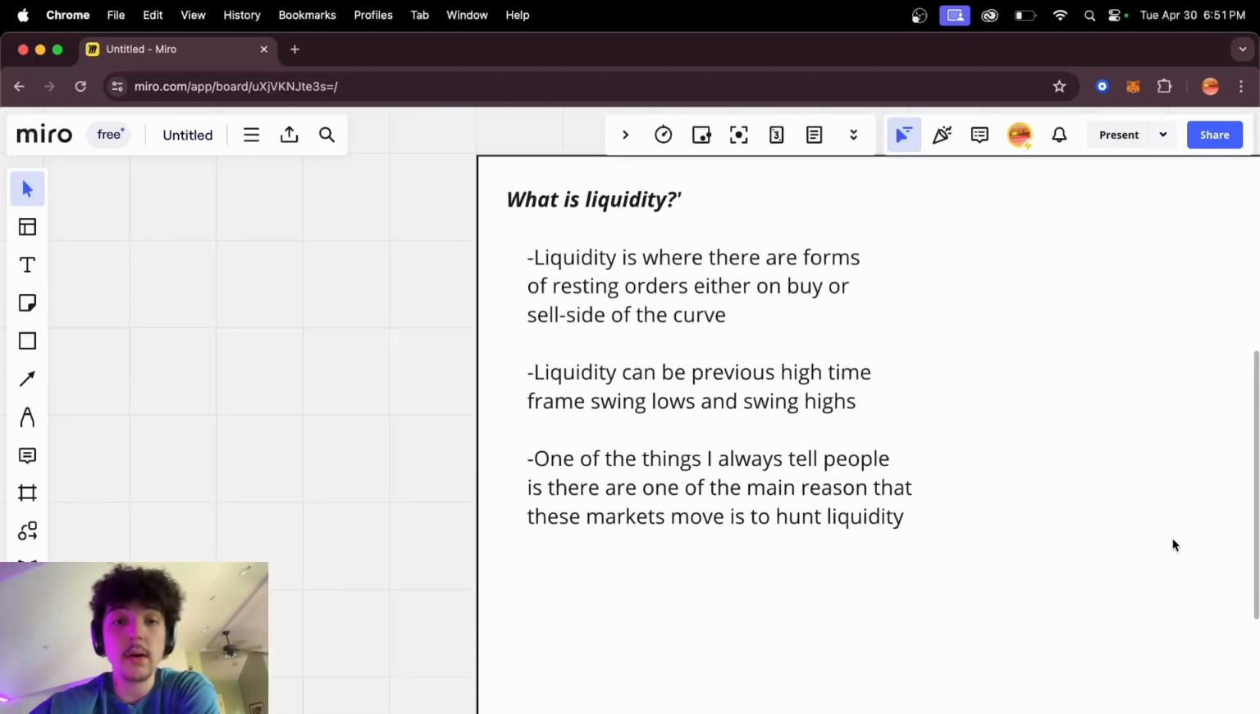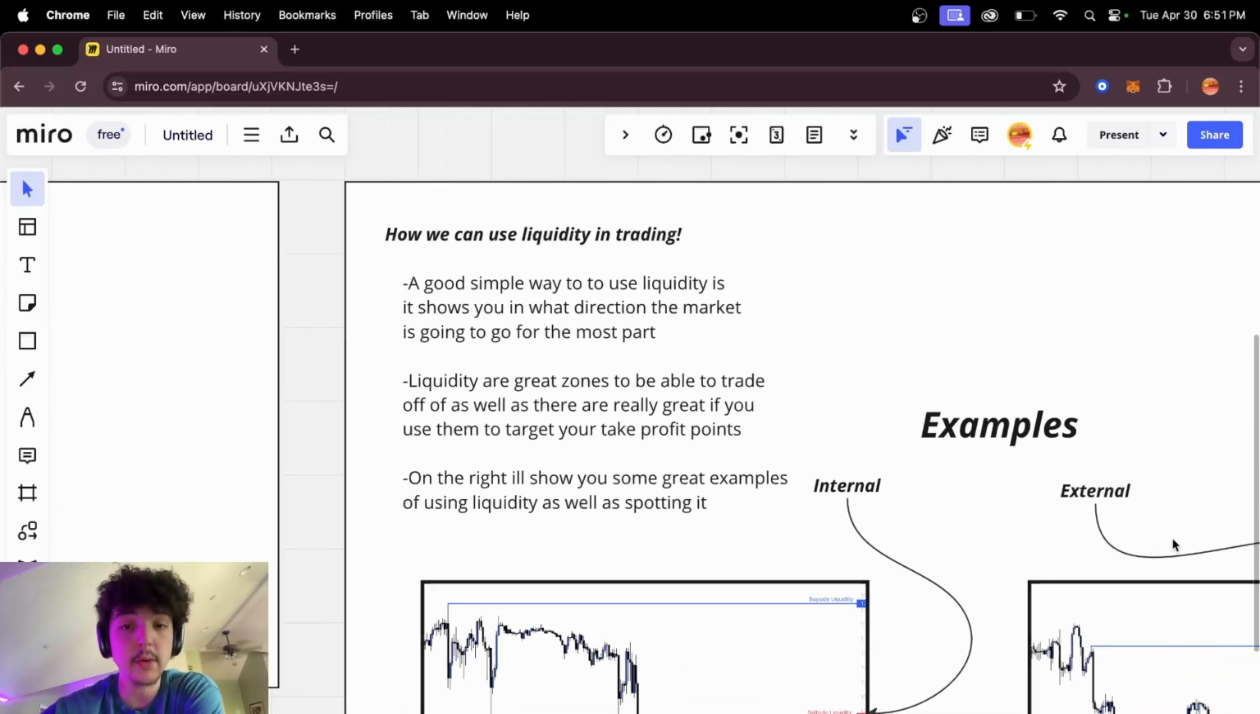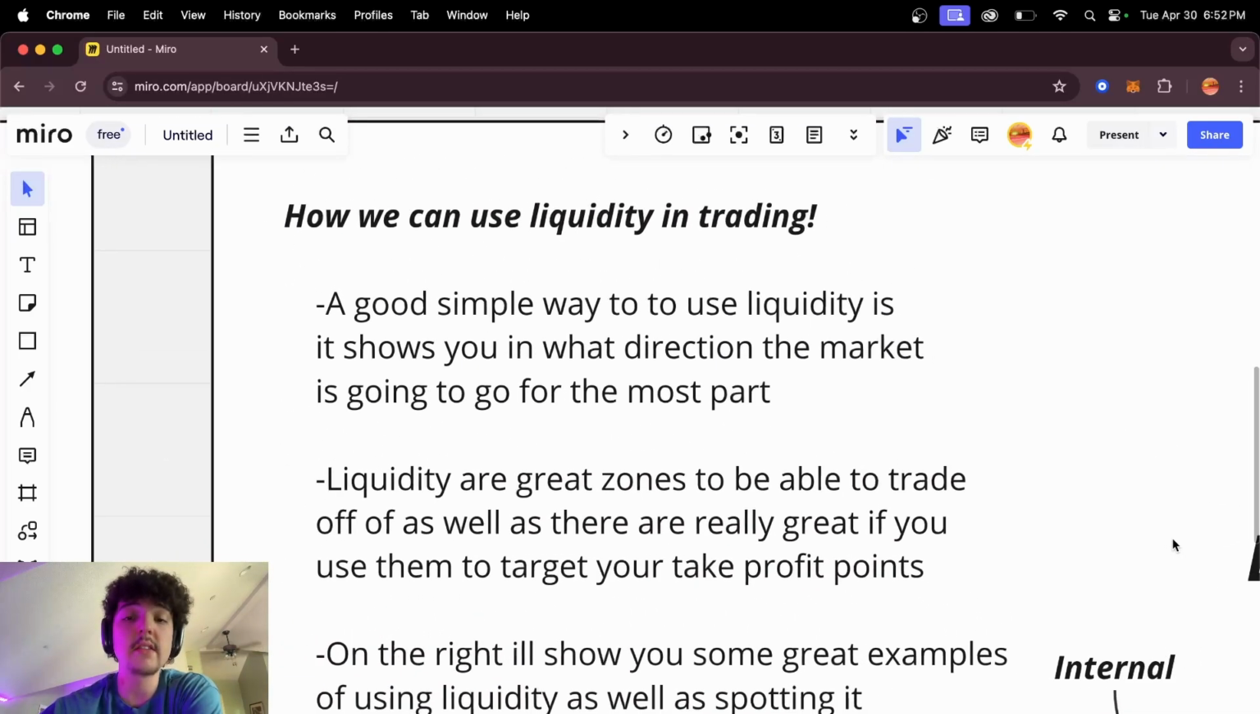But yeah, so I'm going to show you how we can use liquidity in trading. A good simple way to use liquidity is it shows you what direction the market is going to go for the most part. And what I mean by for the most part is you're not always going to have the market go in that direction based on certain things. For example, news, FOMC, Powell speaking, NFP, GDP, any of those things that are going to heavily affect the market.